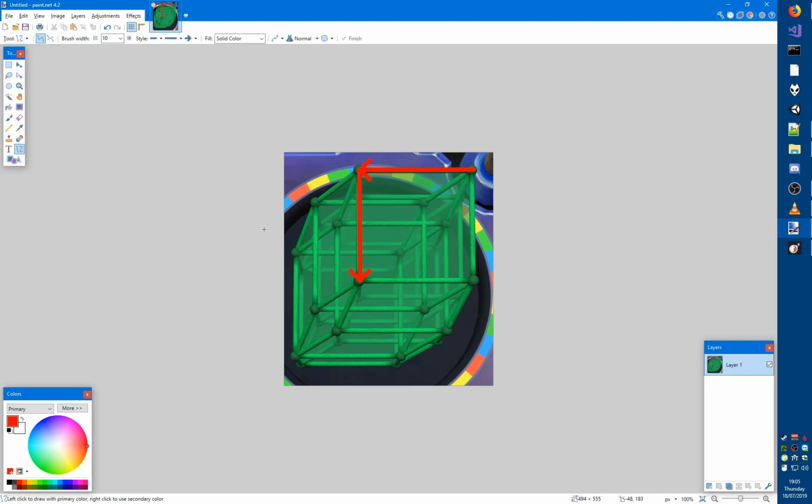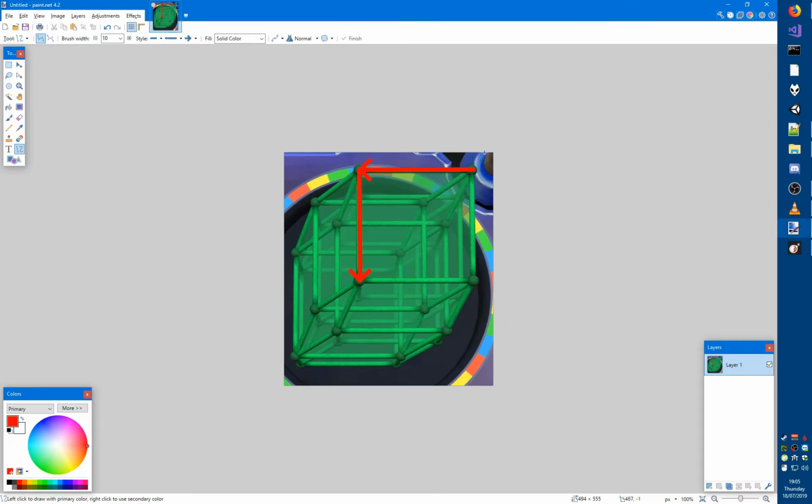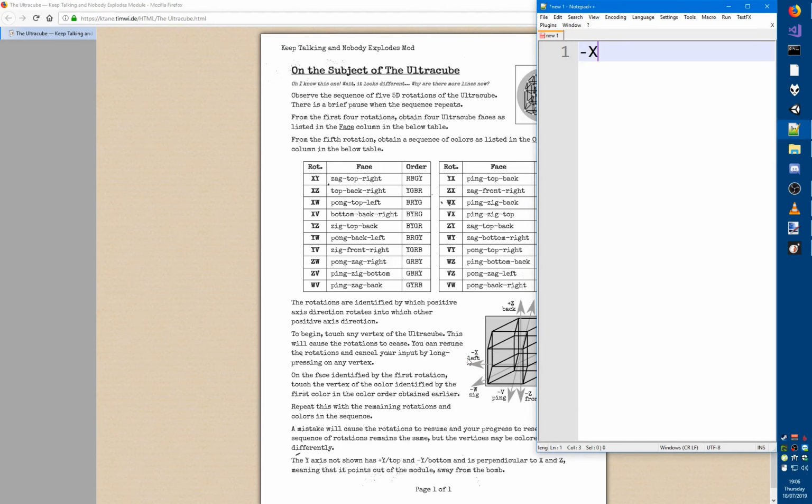Now let's take a look at the manual. In the manual, you have these arrows which talk about X, Y, Z, V, and W. Each of them has a plus and a minus. So this direction here, which goes all the way to the left, is marked here as negative X, or left. Let's write that down: negative X.